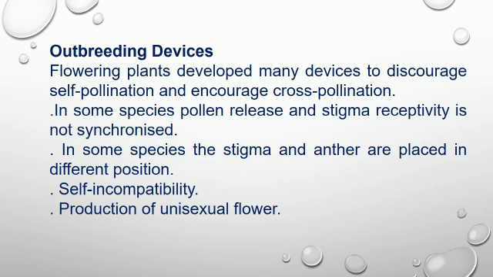Another device to prevent self-pollination is the production of unisexual flowers. In several species such as papaya, male and female flowers are present on different plants. That is, each plant is either male or female. This condition prevents both autogamy and geitonogamy.